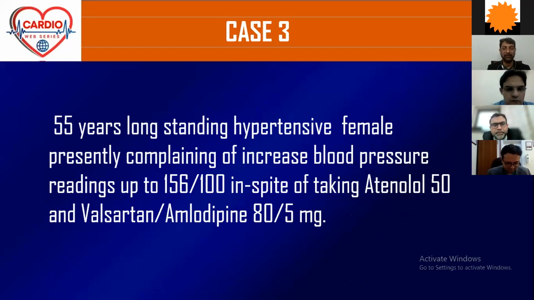So this is a female who's 55 and she's on 3 agents. She's on valsartan, she's on amlodipine, and then she's on atenolol 50 milligrams. So she's on, you would say, small to medium doses. She's on 25% dose of valsartan, which would be considered not an optimal dose. And then she's on 50% of the maximum dose of amlodipine and 50% of the beta blocker atenolol.